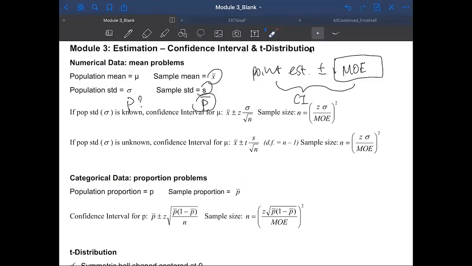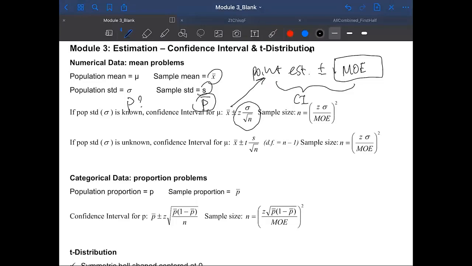One of them is if the population standard deviation is known. For example, the question tells you we know the spread of the population, and that's going to be sigma. If that number is given to you, if it's known, you're going to use the formula given afterwards. So X bar is nothing but a point estimate, right? You guys see it? So this is the point estimate. Okay, and the plus minus part is going to be the margin of error, right?